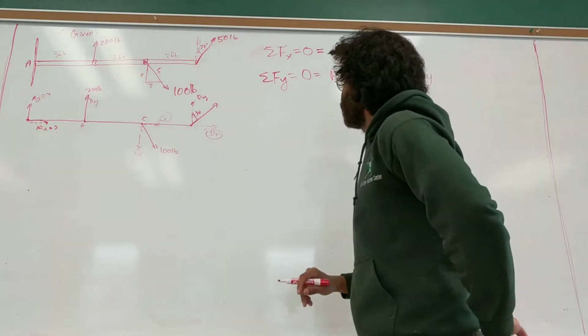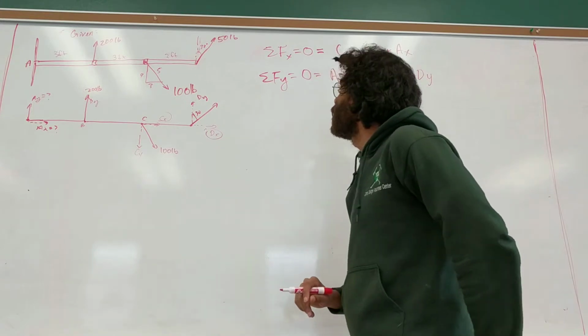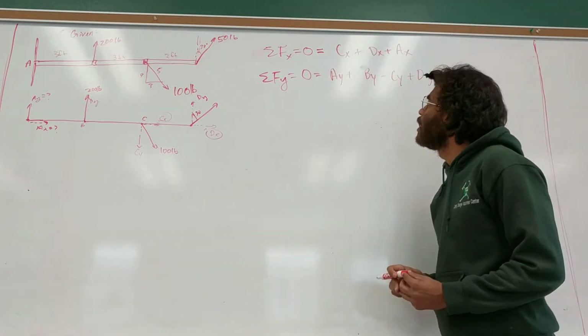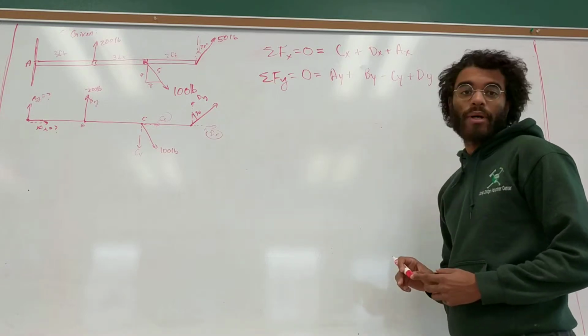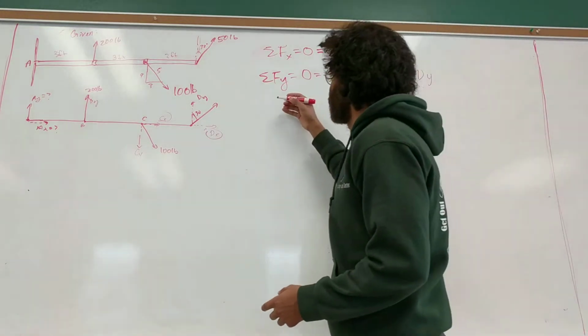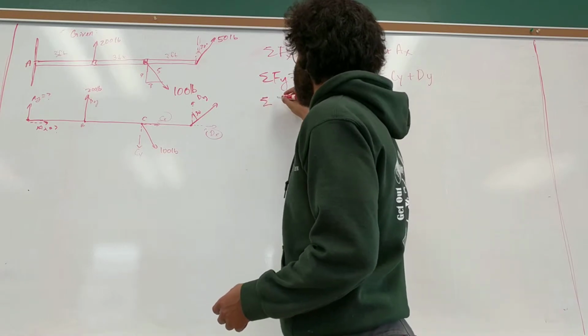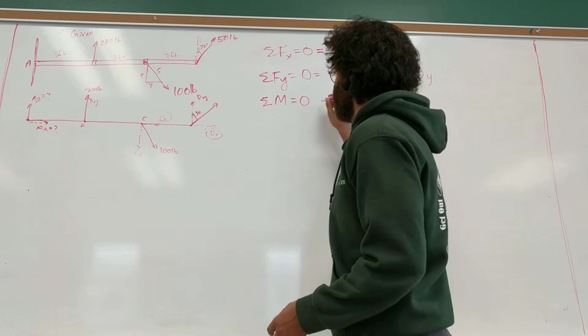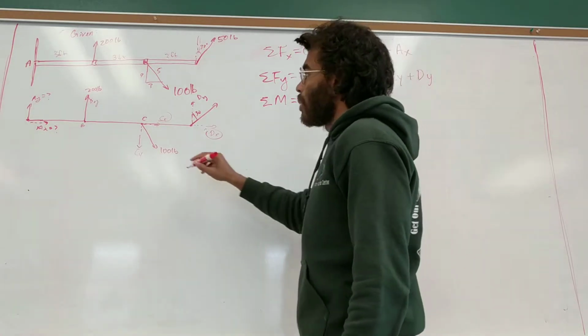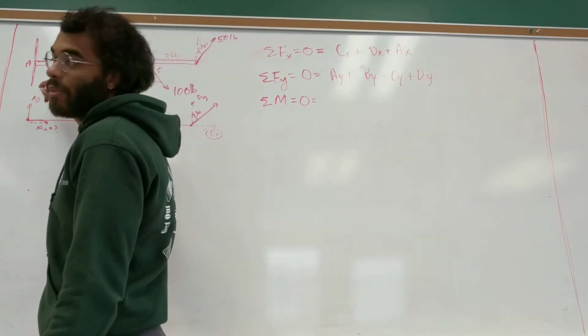And now we're going to sum all the moments about this axis. Sum of all M is going to be equal to 0, right? So we're going to have a moment about A. Why do we have a moment about A?